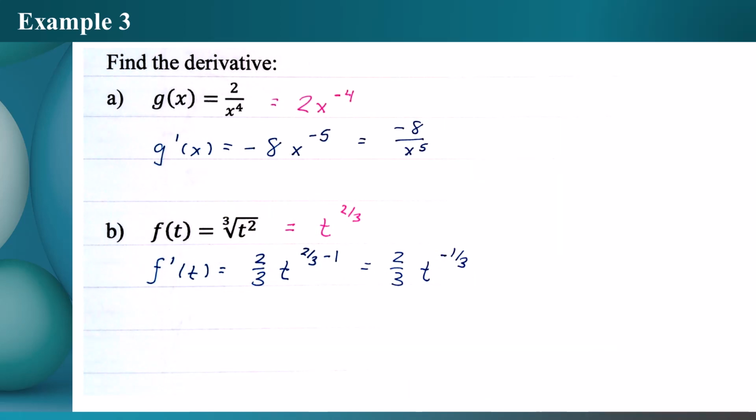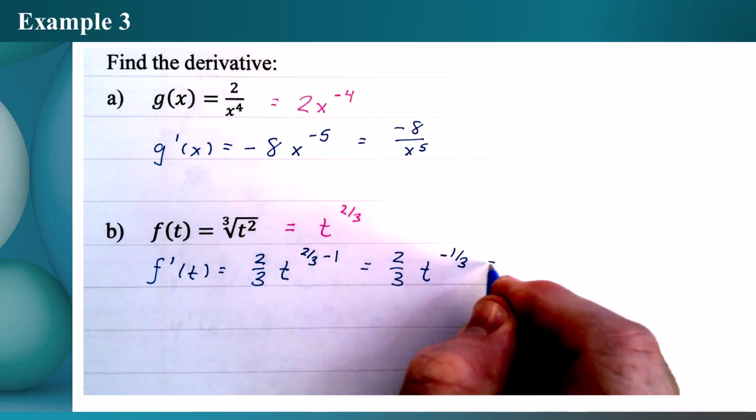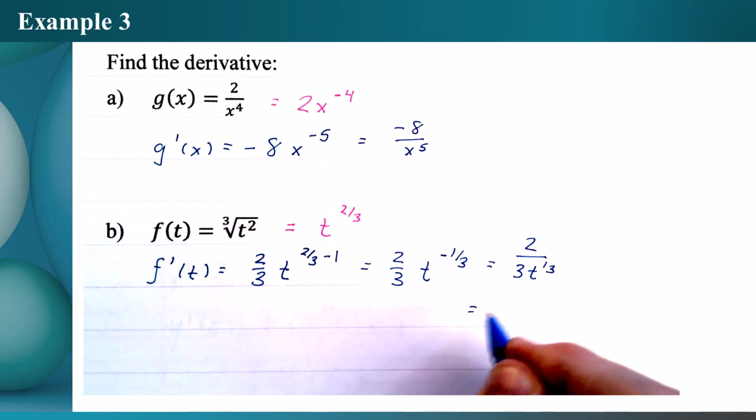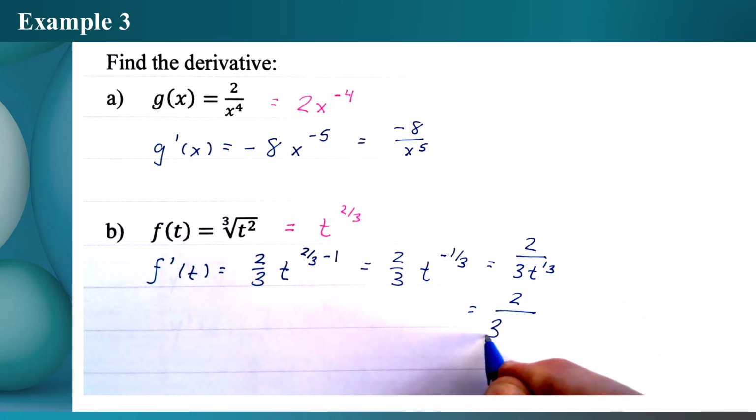However, we might be able to simplify this a little bit more. If I take the negative exponent downstairs, that gives me 2 over 3t to the 1/3. Or I might write that as 2 over 3 times the cube root of t.